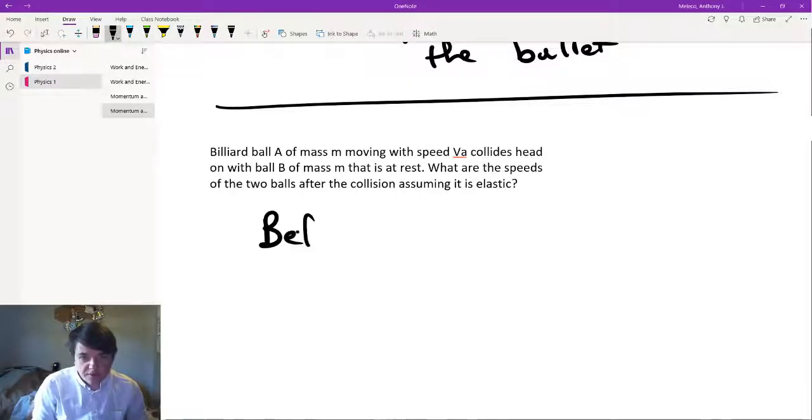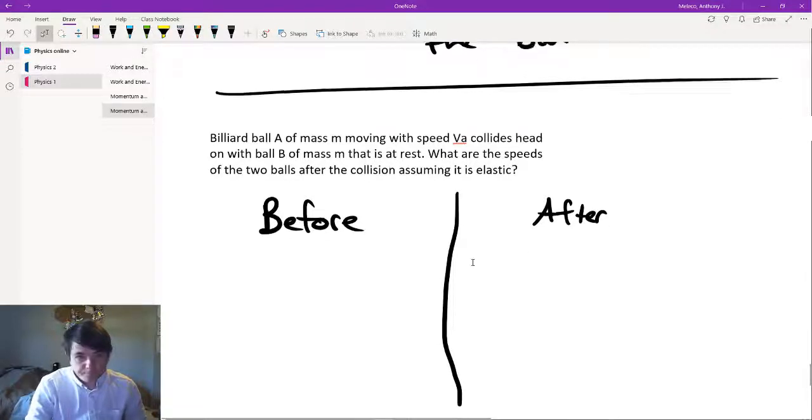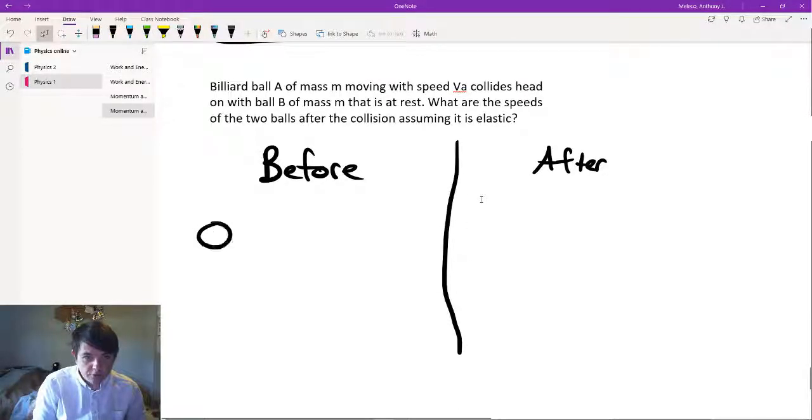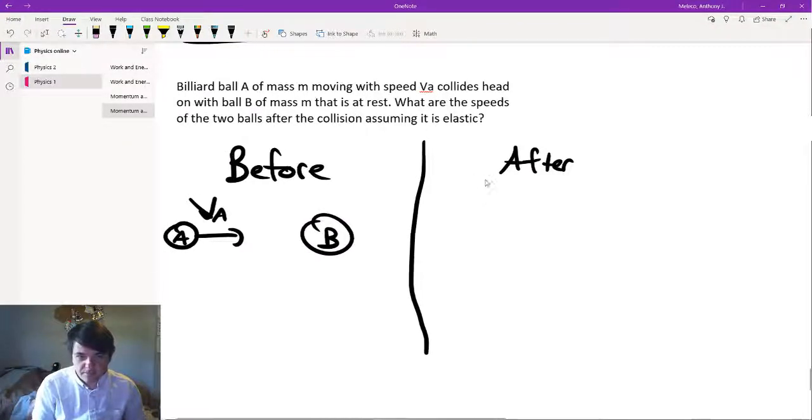So we're going to do the same thing we always do: before and after. We're told that we have billiard ball A moving with VA, and it's going to collide with B. They're both mass m. I should have drawn the smaller to be, you know.